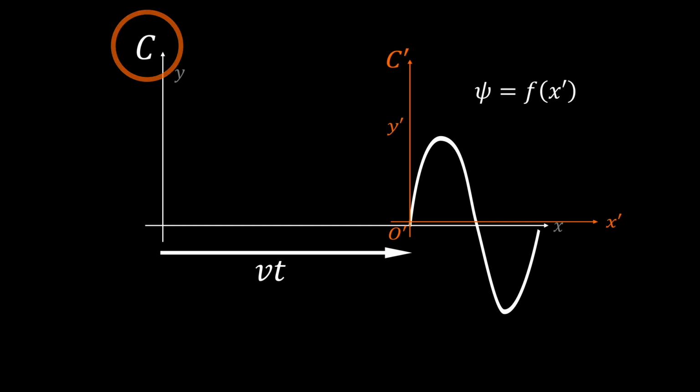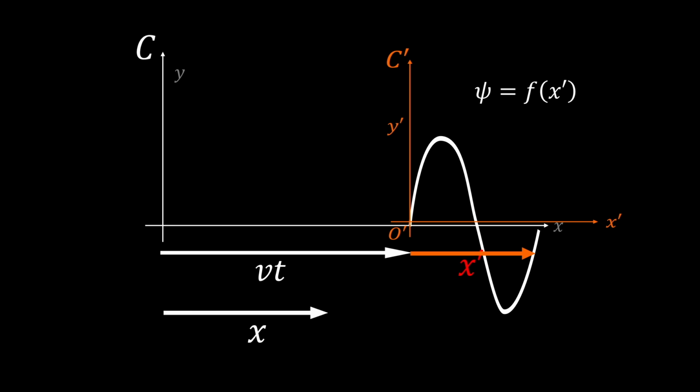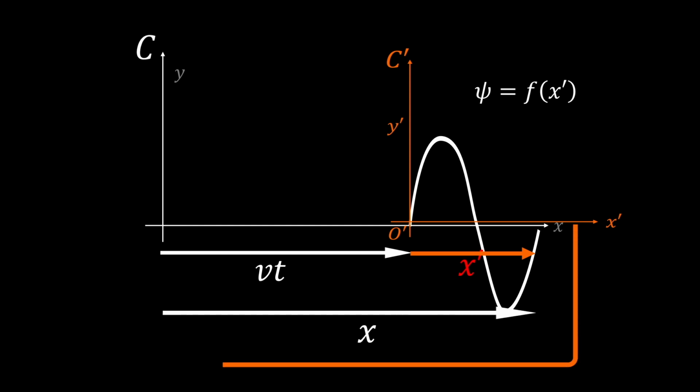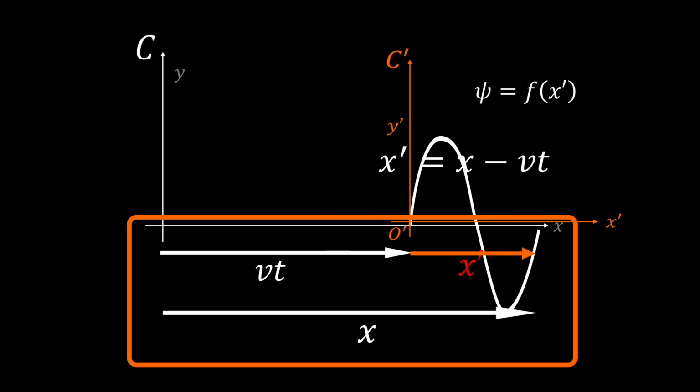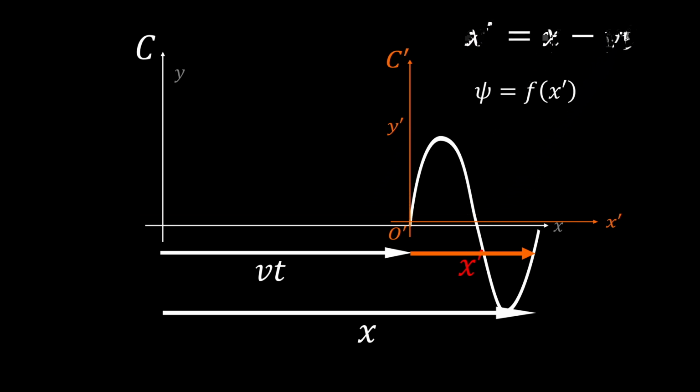To do this, observe that a point on the profile has a distance x' when viewed from the C' coordinate system, while in the stationary coordinate system, this distance will be equal to x. Using these relationships, we can write x' as x' equals x minus vt, or velocity times time. And we can plug this back into psi so that psi is now a function of both space and time. This structure represents the most general form of the one-dimensional wave function.